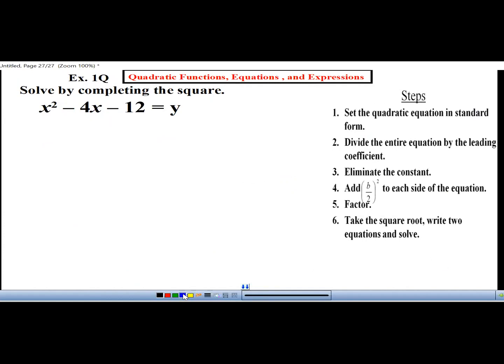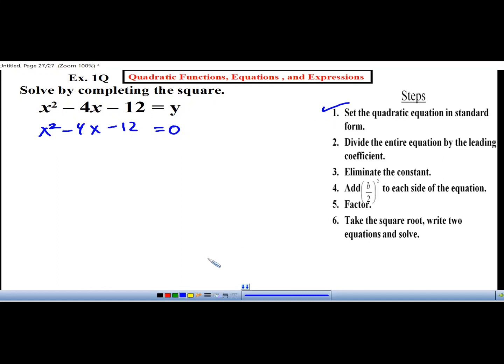All right. So step 1, I'm going to do that in blue. x squared minus 4x minus 12 equals y. What is step 1? According to the steps that we wrote, it says set the quadratic equation in standard form. So is it in standard form from highest to lowest degree? Yes, except for the y needs to be what? 0. Yeah, whenever we solve a quadratic equation, it needs to be 0 for y. So we write x squared minus 4x minus 12.